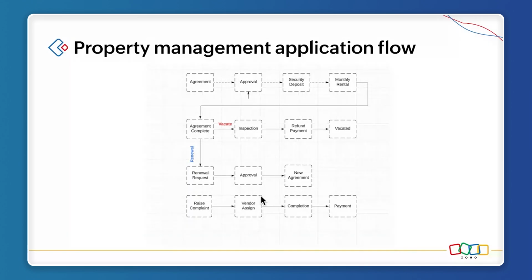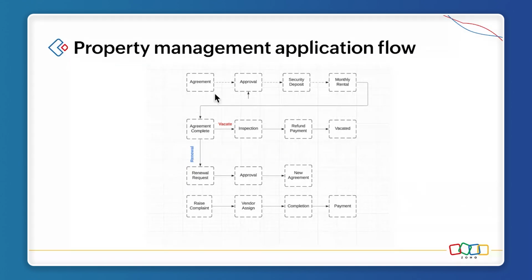So if they are choosing to vacate the property, there is going to be an inspection held with the help of the property manager or the property owner. They will be checking out the property before the tenant vacates. If there are any damages or repairs, all that inspection will happen in this phase. Once that is successfully completed, the owner will refund the security deposit to the tenant, and the tenant will vacate. So this is the vacating process.